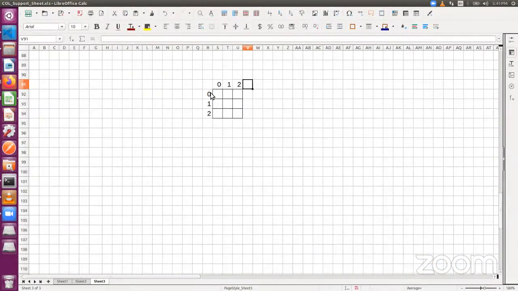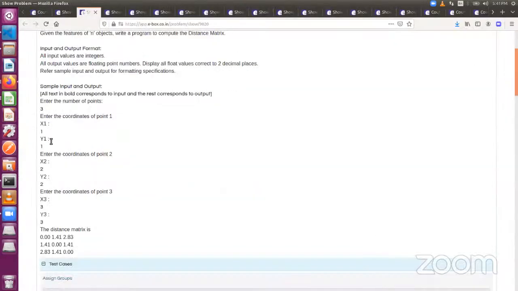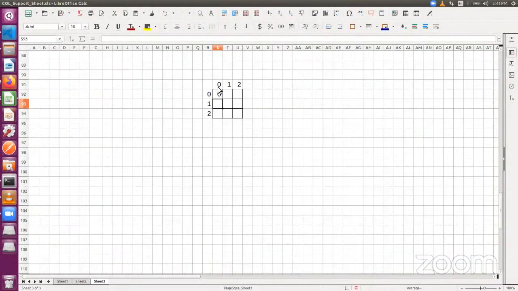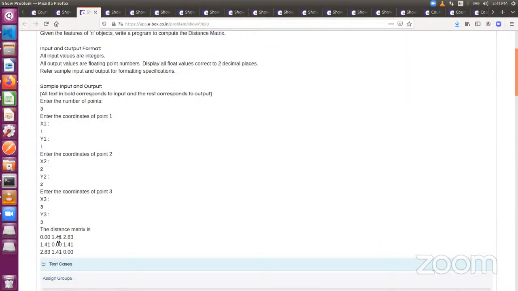Now what would be the distance between the 0th point and the 0th point? 0, because both are the same point. If you apply the Euclidean distance formula, you'll get 0 only. Now the 0th point and the first point: apply the Euclidean distance formula and find the distance between them. Between 1, 1 and 2, 2, the distance would be 1.41. Square root of (1 minus 2) squared plus (1 minus 2) squared, so square root of 2, and that is the answer.